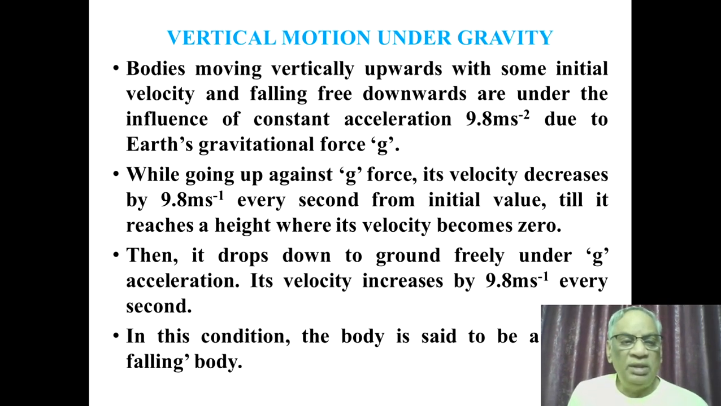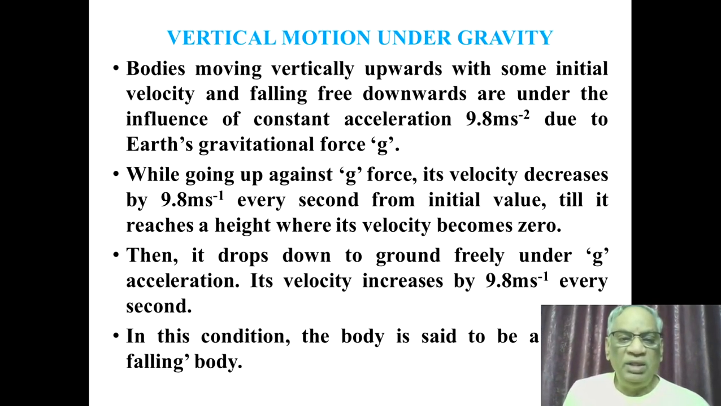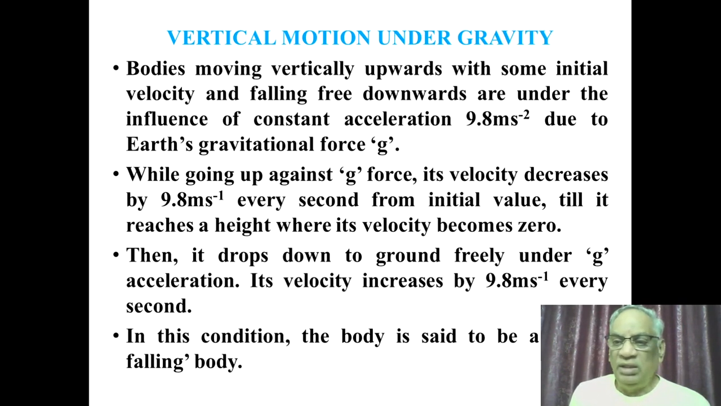Here we can note that while going up against the g force, the velocity of the body decreases every second by 9.8 meters per second till it reaches a maximum height where the velocity of the body becomes 0. From there, it drops down to ground as a freely falling body and its velocity increases by 9.8 meters per second every second. So while going up, the velocity decreases by 9.8 meters per second, and while dropping down, the velocity increases by 9.8 meters per second, because in both cases the acceleration due to gravity is influencing the motion.